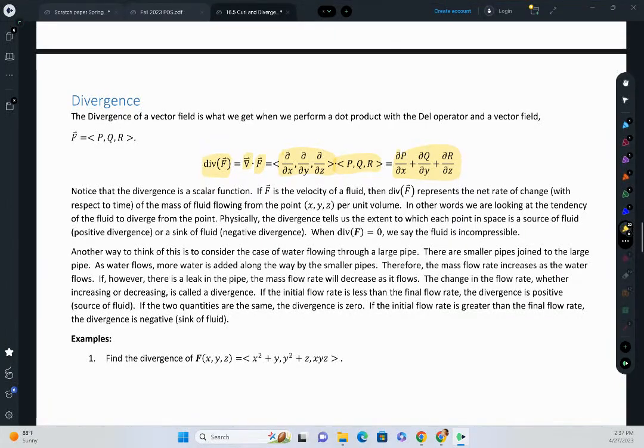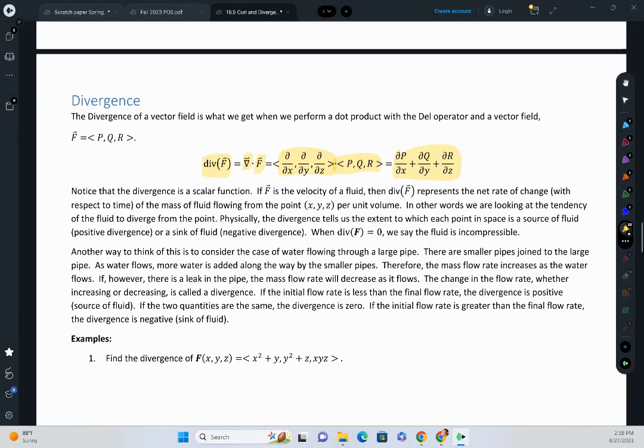Another way to think of this is to consider the case of water flowing through a large pipe. And there are smaller pipes joined to the large pipe. As the water flows, more water is added along the way by the smaller pipes. Therefore, the mass flow rate increases as the water flows past those points of entrance from the smaller pipes. If, however, there's a leak in the main pipe, then the mass flow rate will decrease as it flows past that leaky point. The change in the flow rate, whether it's increasing or decreasing, is called a divergence.